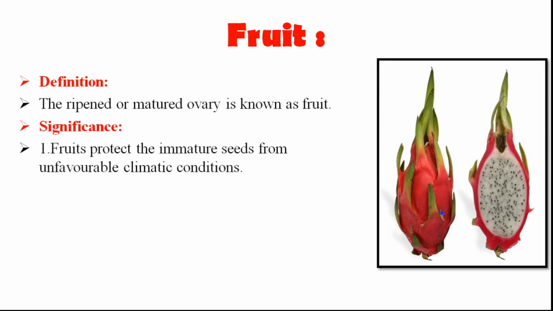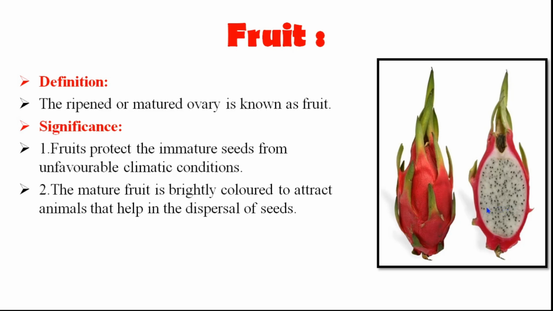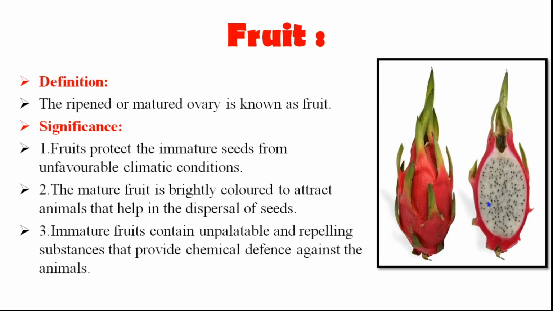Significance of the fruit we can describe like this. The fruit protects the immature seeds from unfavorable climatic conditions. The mature fruit is brightly colored to attract animals that help in the dispersal of the seeds. And immature fruits contain unpalatable and repelling substances that provide chemical defense against animals.